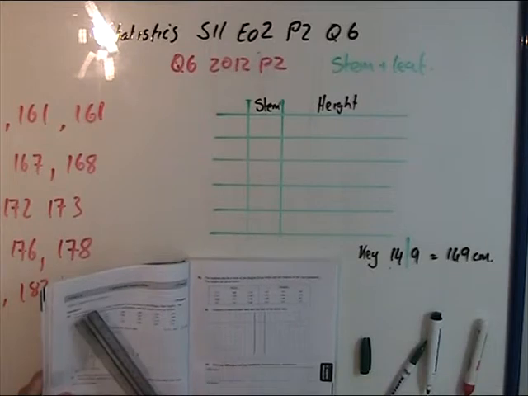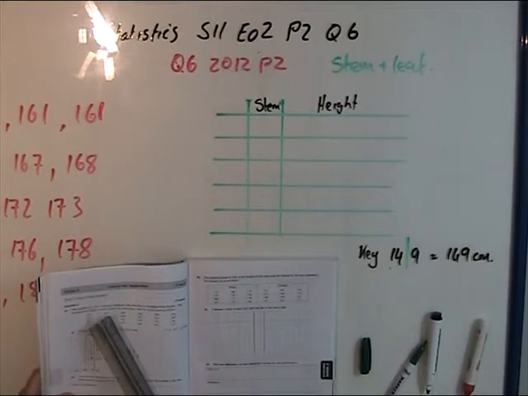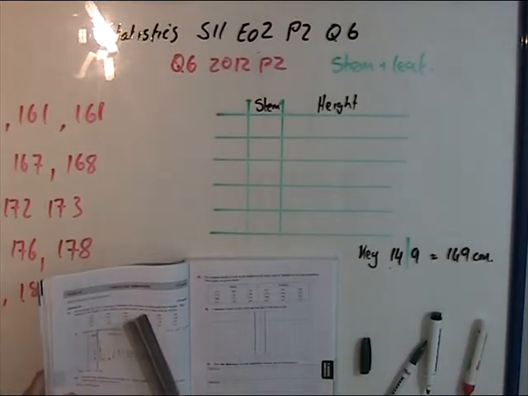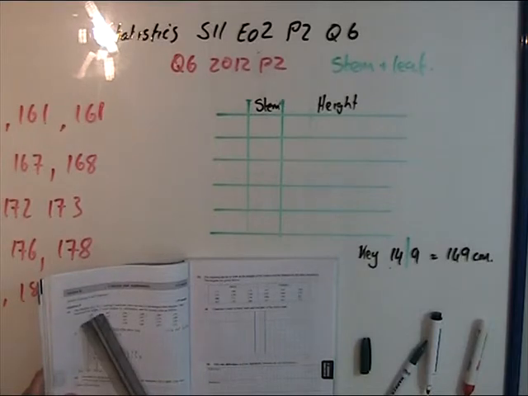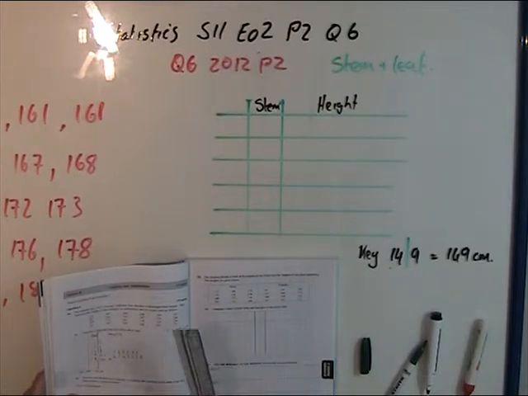Question 6. The students in a 2012 Leaving Cert class decided to investigate the heights. They measured the height of each student in centimetres, and the results were as follows. So they have them all mixed up. You've got 149 down here, next one 174, and beside it 157. So they're not in increasing order, and you have to rewrite this table.